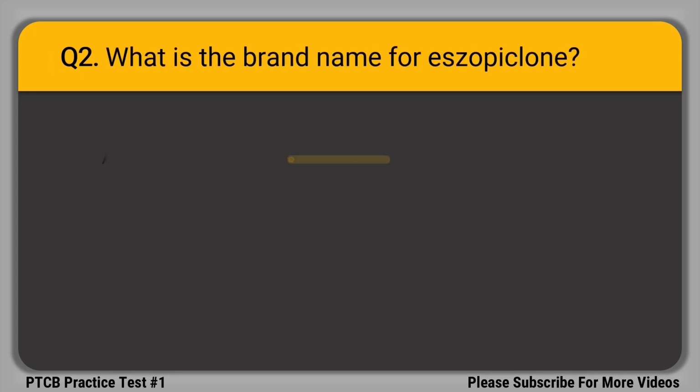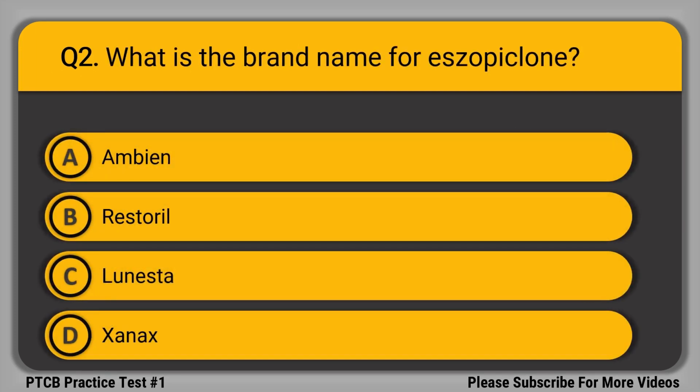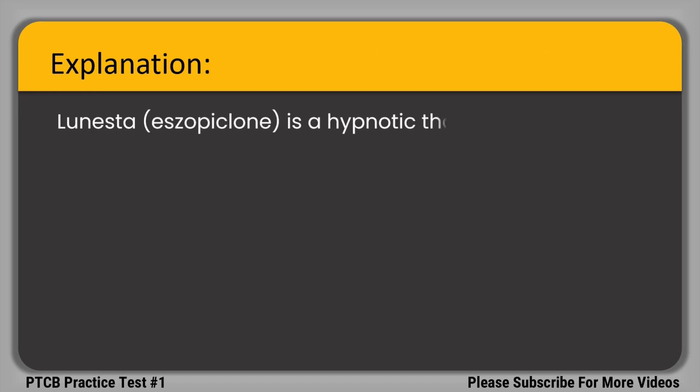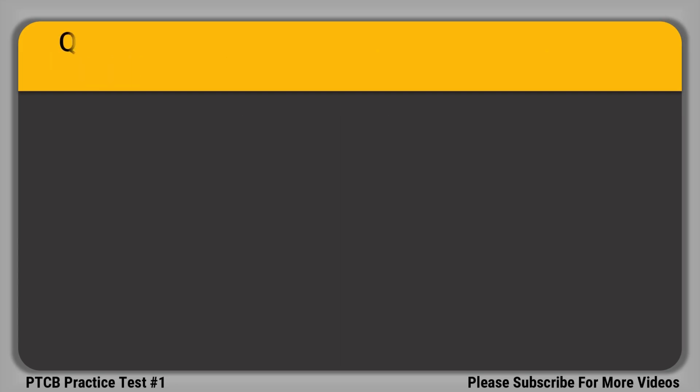Question 2. What is the brand name for Eszopiclone? A. Ambien. B. Restoril. C. Lunesta. D. Xanax. C. Lunesta. Lunesta, Eszopiclone, is a hypnotic that is used to treat insomnia.